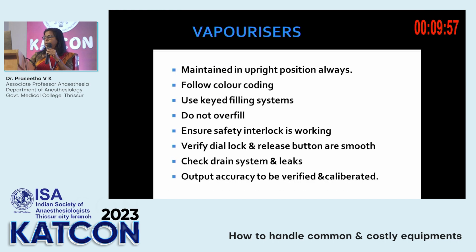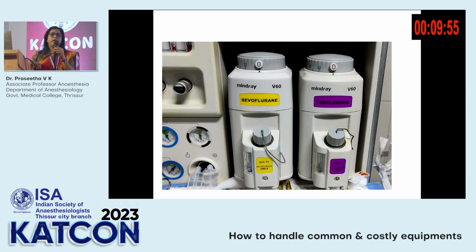And when you're using two vaporizers attached to a machine, always check that at a time you should be able to open only one vaporizer. You try to open the next vaporizer, it should not open. That is the Selectatec safety feature. If you are able to open two vaporizers at a time, you have to remove them, remount them and check the device.